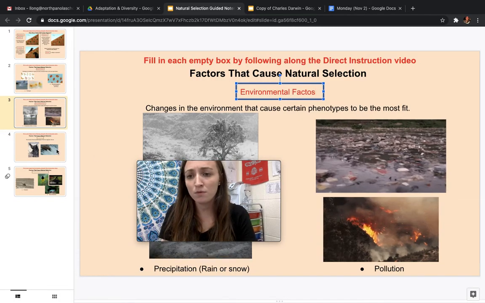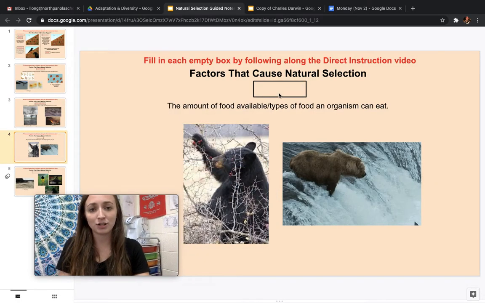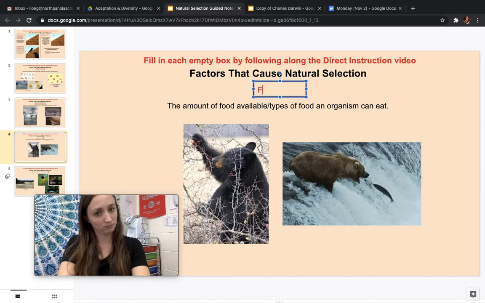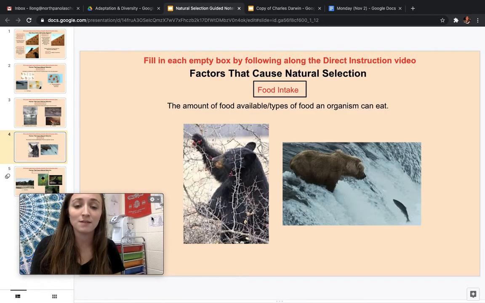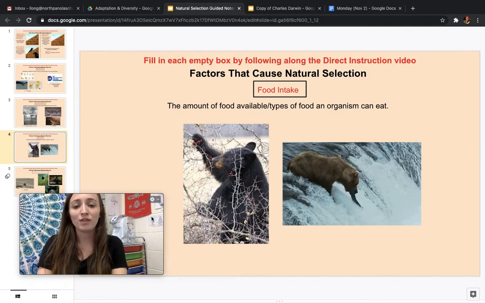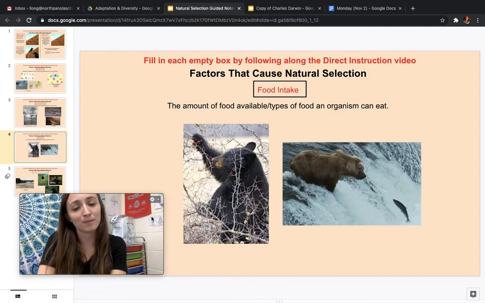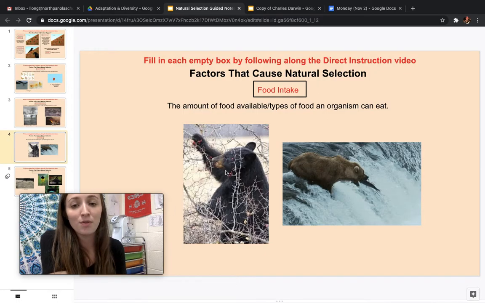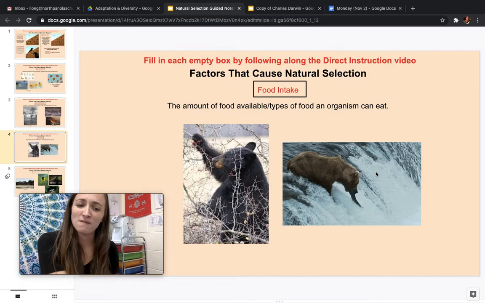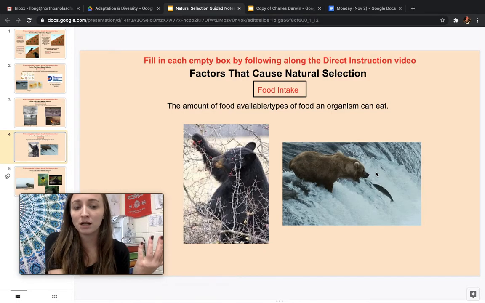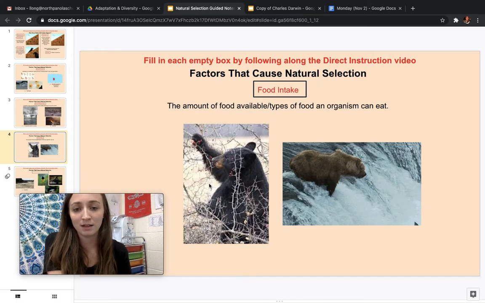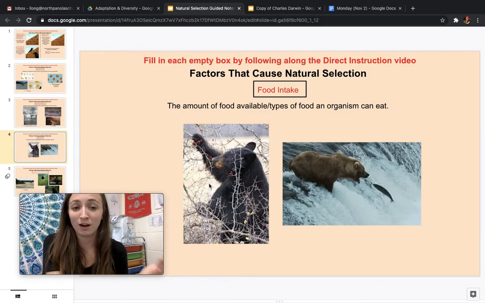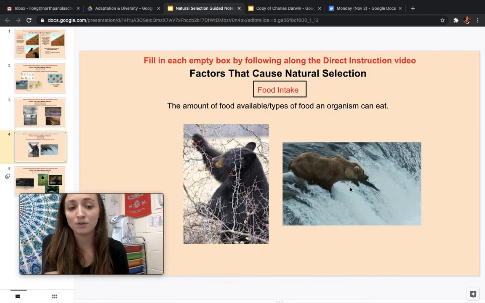Okay, moving on. We have another factor called food intake. This one's pretty easy. This is just the amount of food that is available for a certain organism, or the types of food that organism can actually eat. If you think about a bear, it's a perfect example. Bears can eat berries, so they can chomp on that fruit, or they can also eat fish. So let's say suddenly something happened to all of the berries in a certain population where these bears live. They wouldn't be totally out of luck. They wouldn't starve to death because they can still eat those fish.